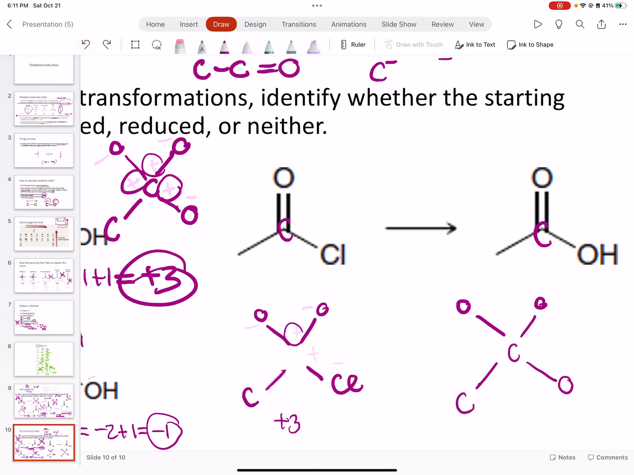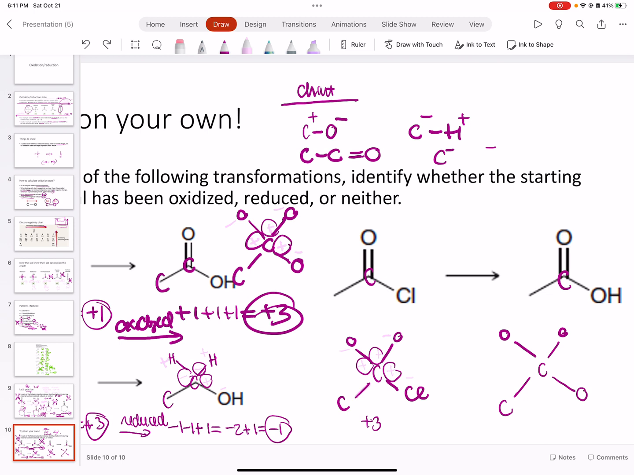Oops, did that carbon erase? Okay. And now again, we have just carbon, oxygen. We know that carbon is going to carry a positive, oxygen negative, positive, negative, positive, negative. We don't care about carbons. Positive, we have a +3. So we went from +3 to +3. That means that we were neither oxidized or reduced.